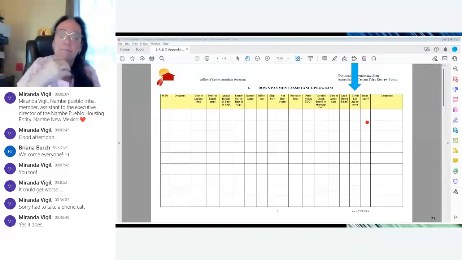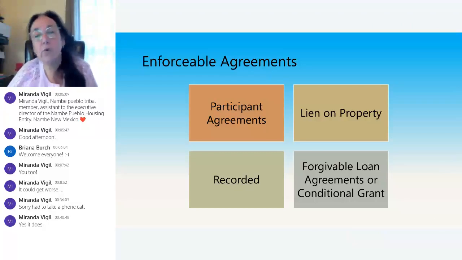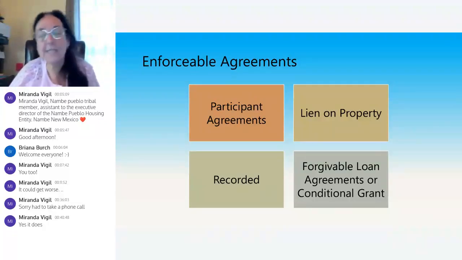the monitoring agreements, anything to do with admissions and occupancy, and know that these are the areas they're going to check you if you offer these programs, okay? That way you protect yourself. So enforceable agreements, participant agreements, liens on the property, that it's recorded. Is it a forgivable loan agreement or a conditional grant?